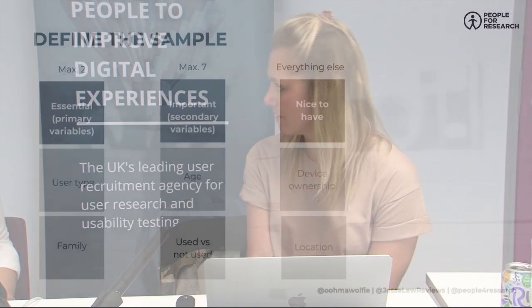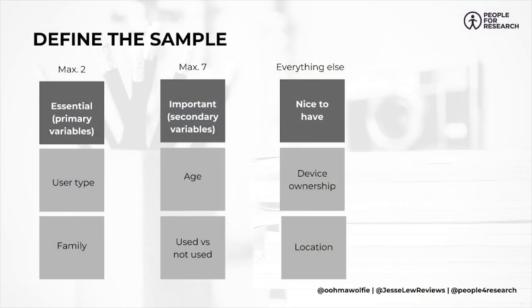In the next column, we would put our important characteristics or traits, and we tend to put around 7, no more than 7 in here. So they're things that are important and we're interested in, but it's not absolutely critical to the bit of research that we're running. And then everything else goes in a bit of a nice to have column. So I'll talk through later on, I'll show a template of a recruitment brief that we use, and I'll talk through where these bits go in that.